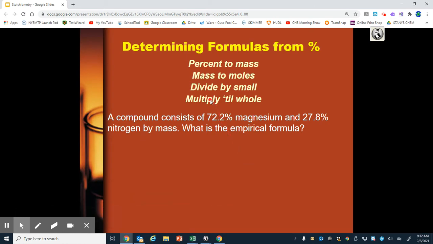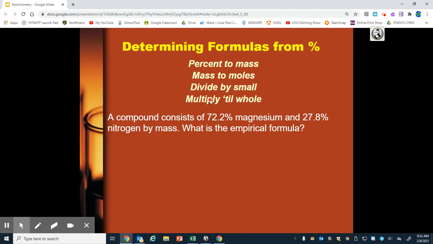Okay? All right, so here we go. How to determine formulas from percentages. You can also use this for grams as well. It just eliminates the first step. But percent to mass, mass to moles, divide by small, multiply to the whole. So this is kind of a phrase or saying that will help you remember what to do and when to do it and get you through the problem.